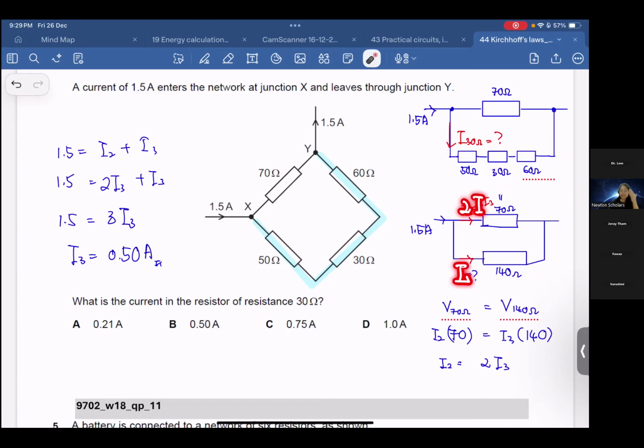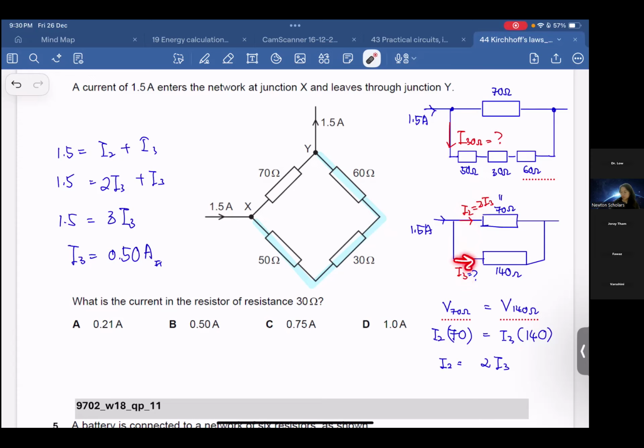Now it's exactly half of 140 ohm, so my current should be double, 2I. So in total, going out is 3I. Then the 1.5 ampere going in will be shared by 3I. Each I is actually 0.5 ampere.